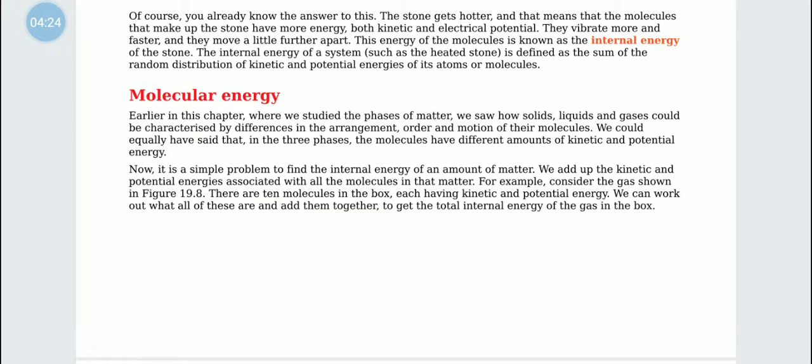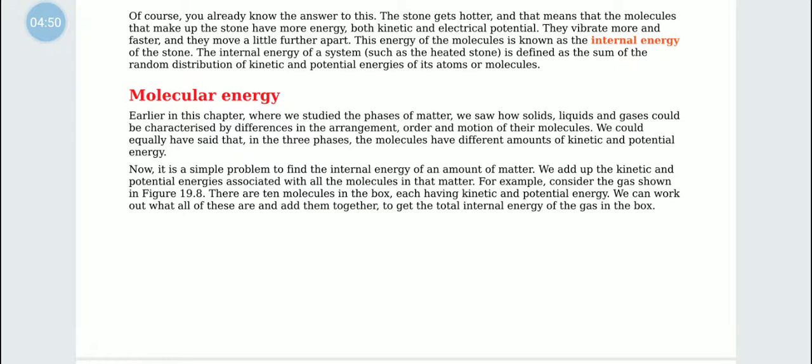So now there are different phases of matter. Solids, liquids and gases can be identified differently from the arrangement, order and motion of their molecules, right? And we can say that they are in three phases, right? In these three different phases, they have kinetic and potential energies, right?